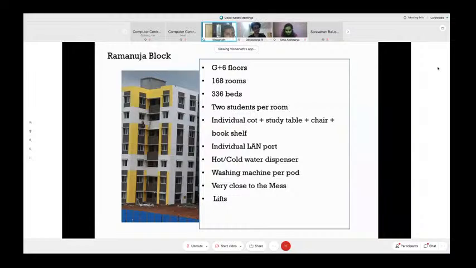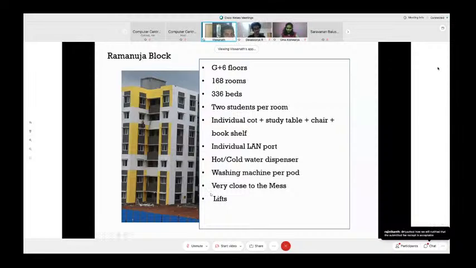It has all the facilities that are required for a comfortable stay. We give cot, bed, study table, chair, and bookshelf. We also have a LAN port, and hot water as well as cold water dispensers for drinking water. Washing machines will be provided at different pods. It is very close to the mess, just about 20 meters away. There are also lifts so that you can go to the upper floors easily. So this is a brief overview.